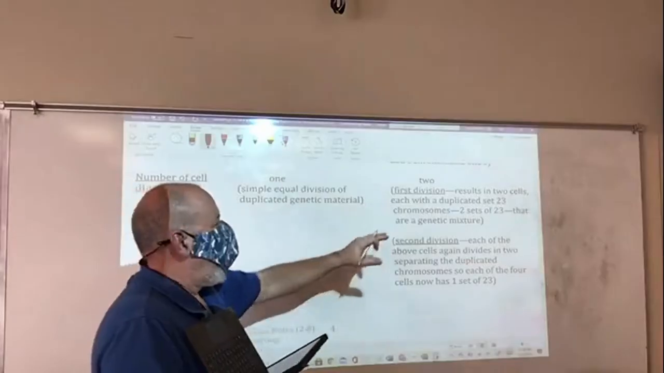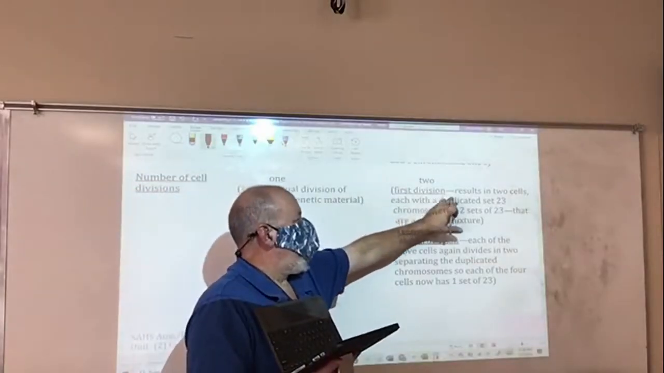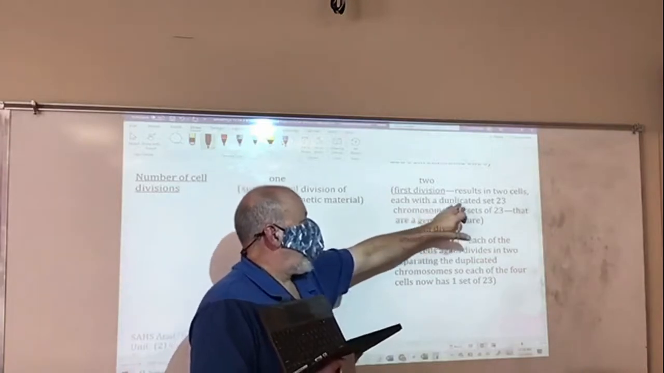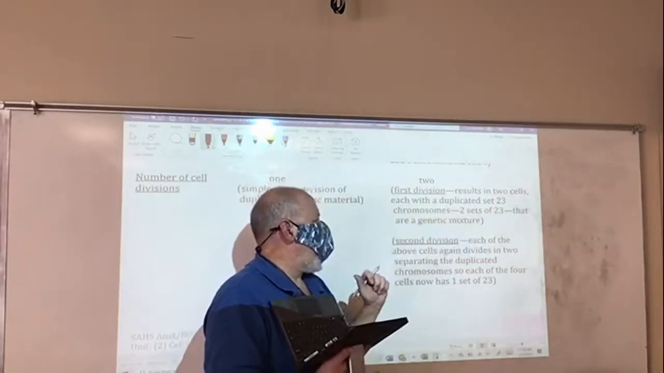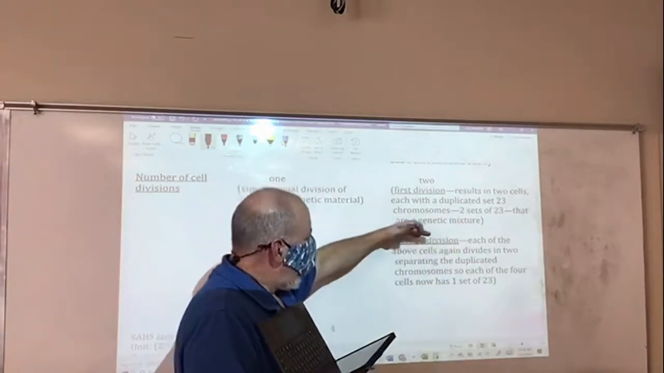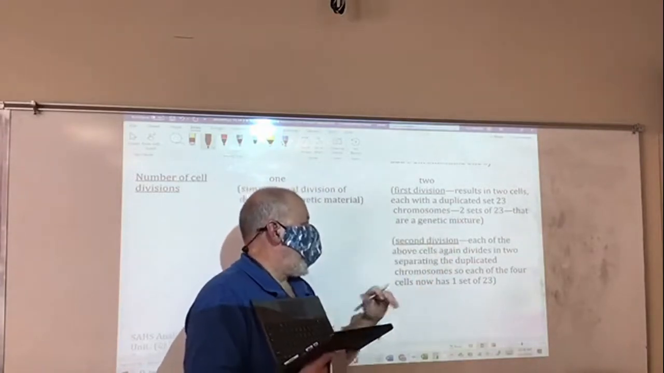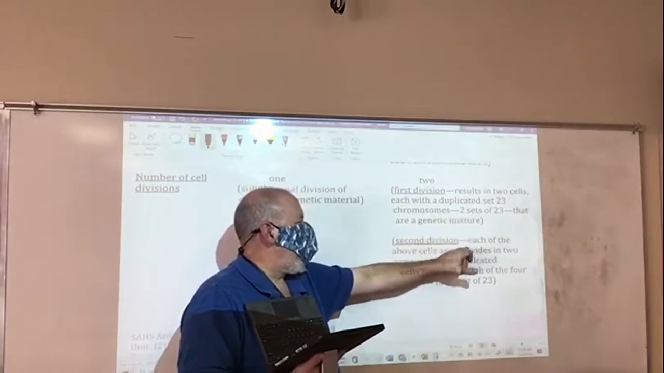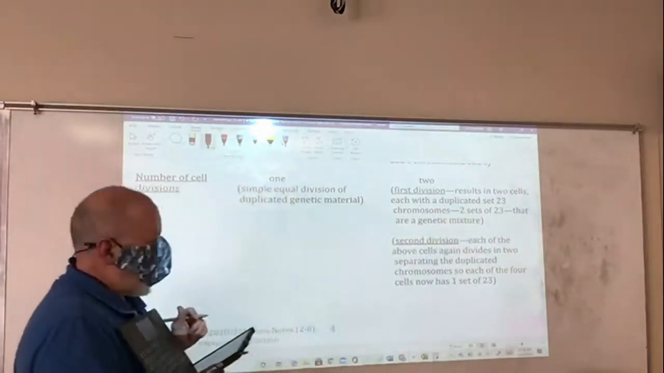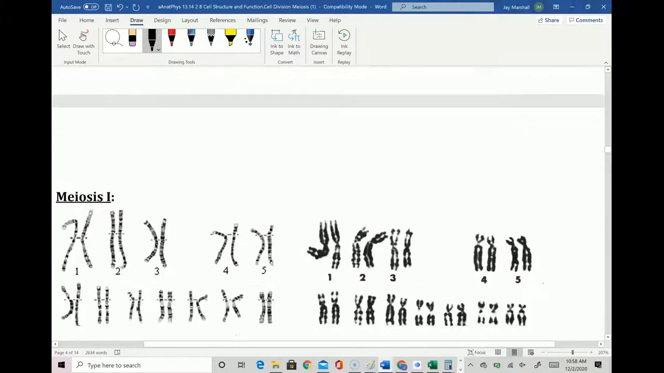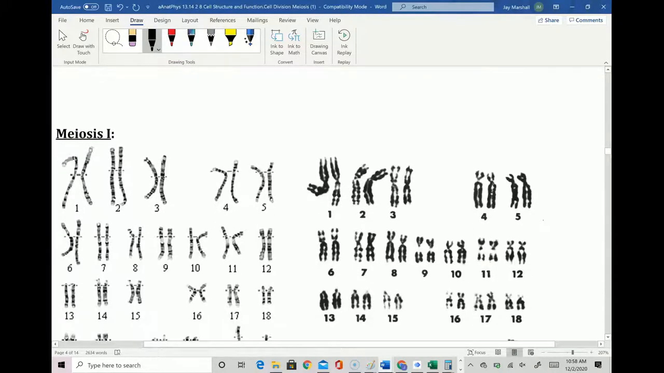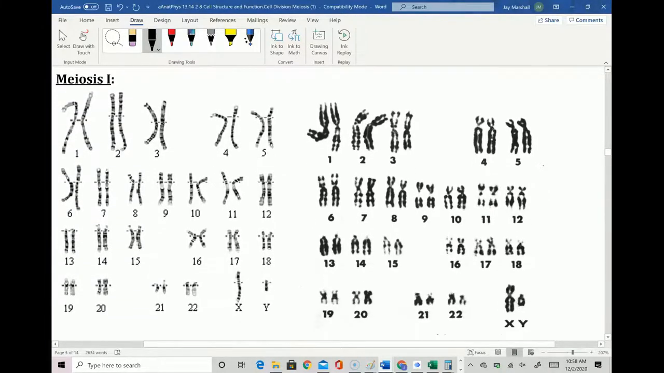In the first division, we'll find out that it results in 2 cells, and each will have a duplicated set of 23 chromosomes, 2 sets of 23 that are a genetic mixture. And then the second division divides these 2 sets of chromosomes into single sets of chromosomes. I need you to be aware of those features.